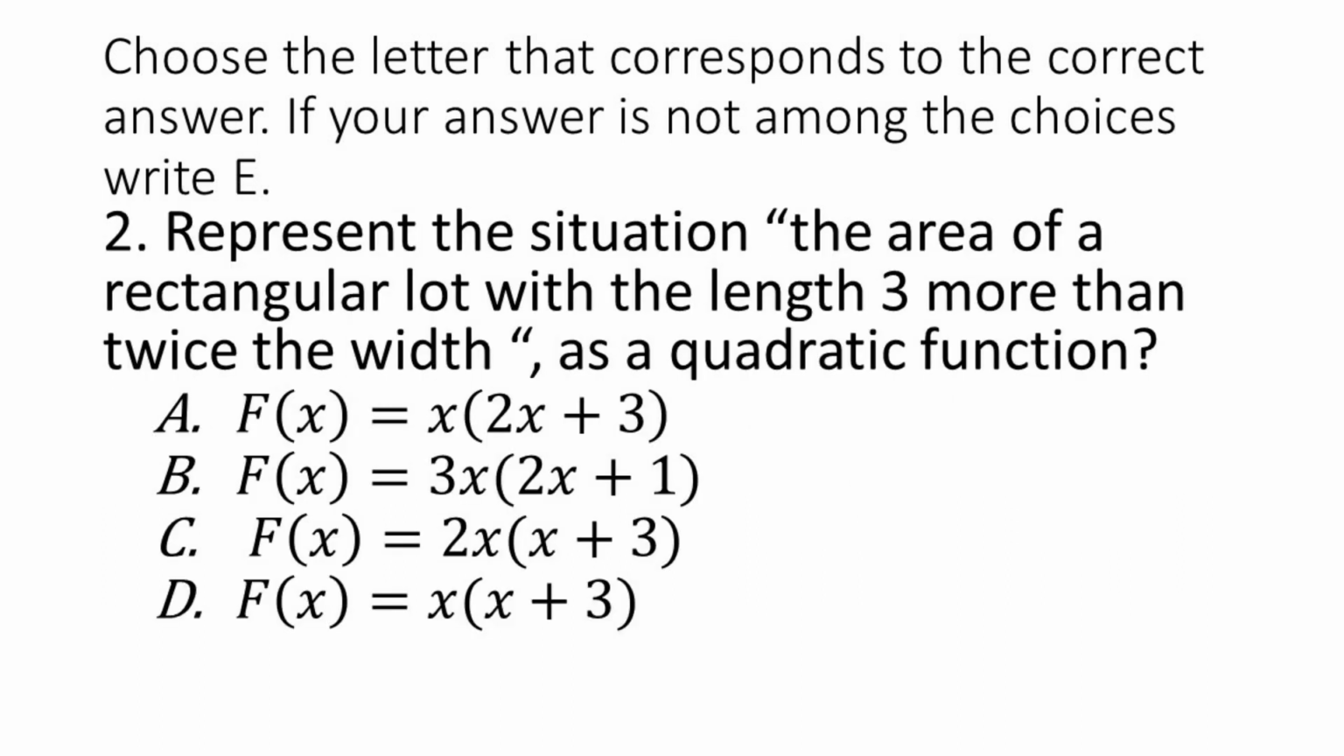Number 2. Represent the situation: the area of a rectangular lot with the length 3 more than twice the width as a quadratic function. A. f of x is equal to x times the quantity 2x plus 3. B. f of x is equal to 3x times the quantity 2x plus 1. C. f of x is equal to 2x times the quantity x plus 3. And D. f of x is equal to x times the quantity x plus 3.